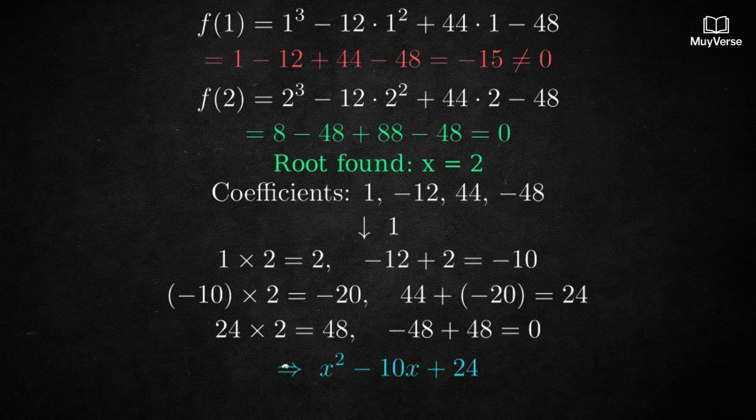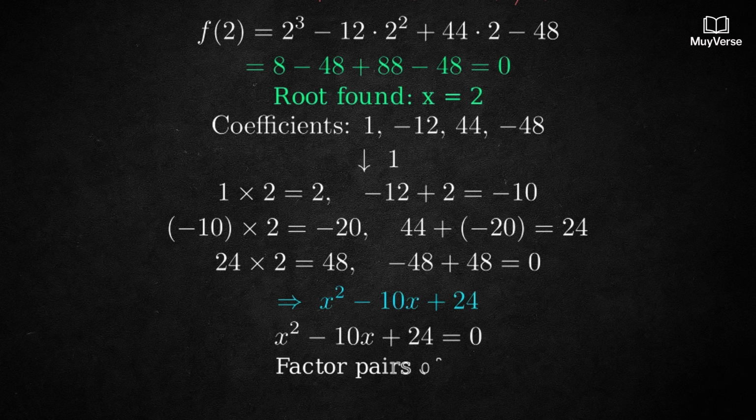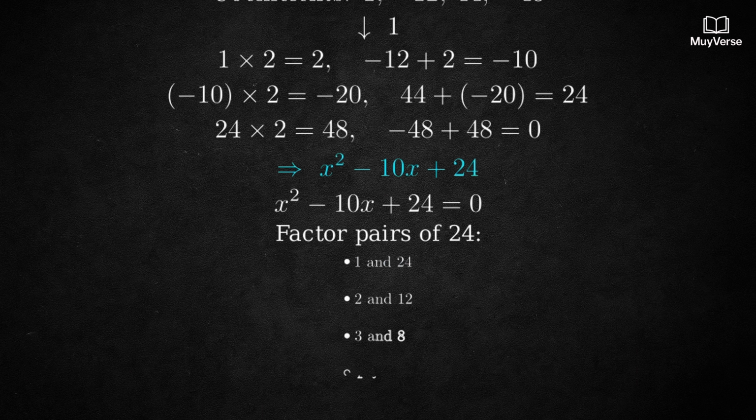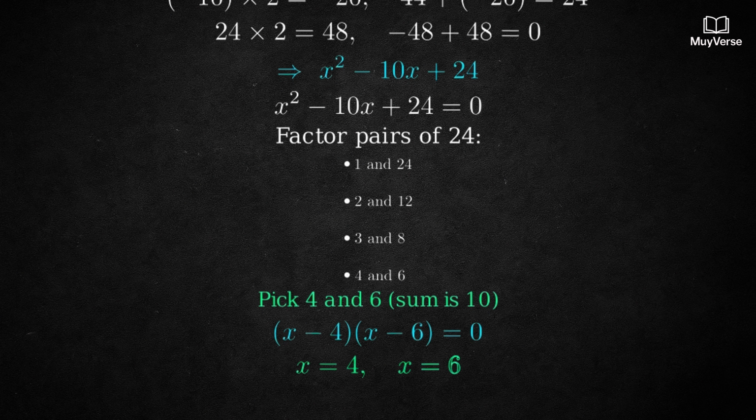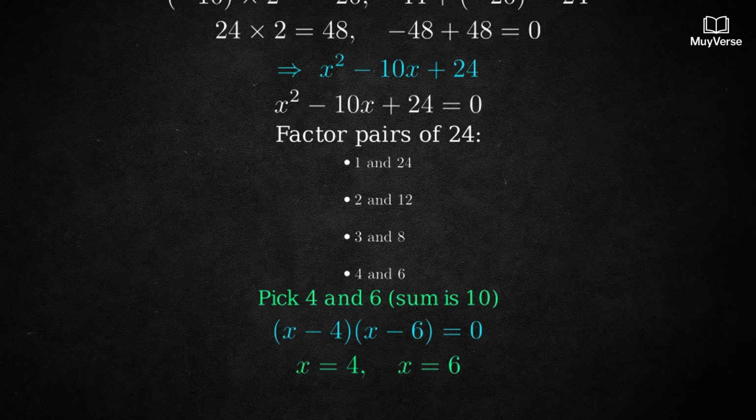We verify each original equation explicitly. Sum check. 2 plus 4 plus 6 equals 12. Pairwise products. 2 times 4 plus 4 times 6 plus 6 times 2 equals 8 plus 24 plus 12, which equals 44. Product check. 2 times 4 times 6 equals 48.